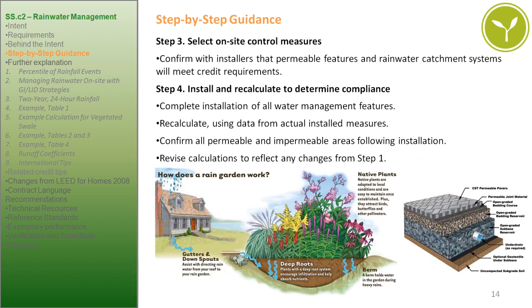Step 3. Select on-site control measures. Confirm with installers that permeable features and rainwater catchment systems will meet credit requirements. Step 4. Install and recalculate to determine compliance.